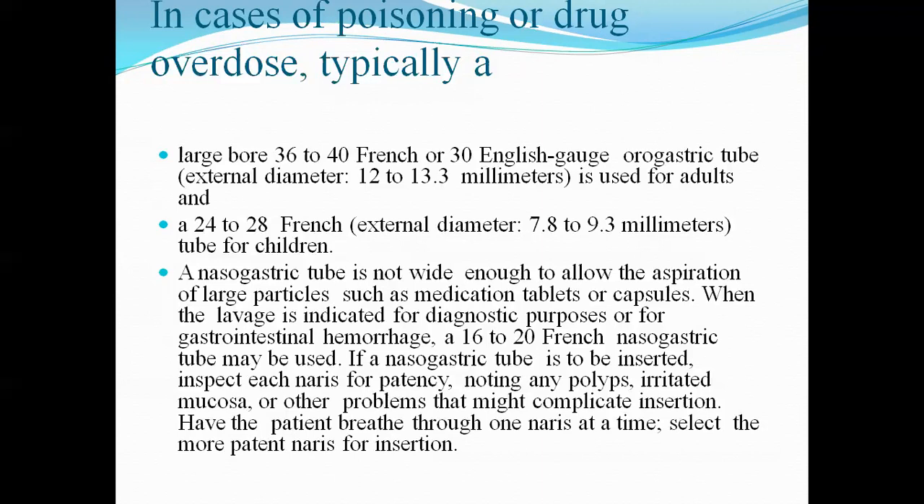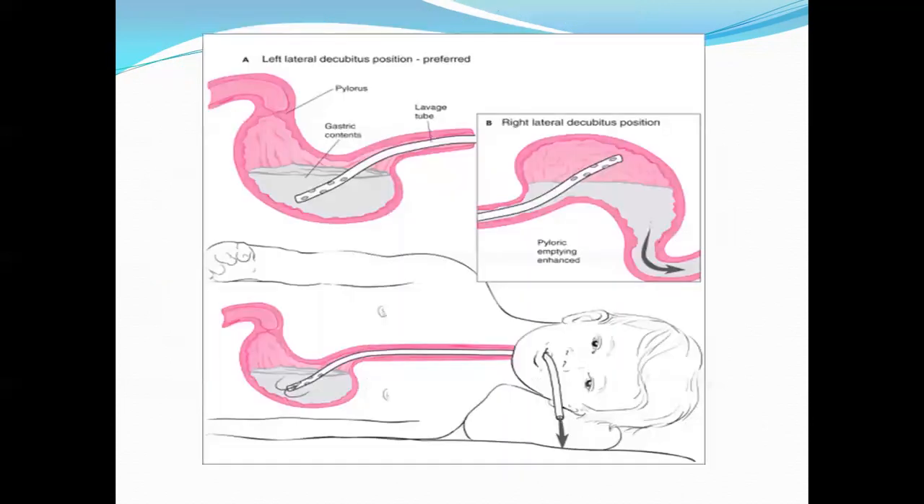Lavage is indicated for diagnostic purposes or for gastrointestinal hemorrhages. A 16 to 20 French nasogastric tube may be used. If the nasogastric tube cannot be inserted, inspect each nostril for patency and notify of any polyp.